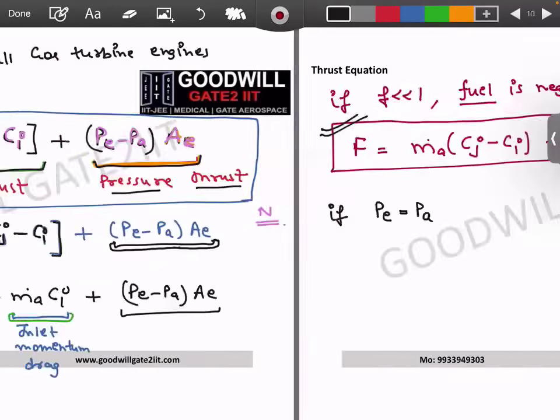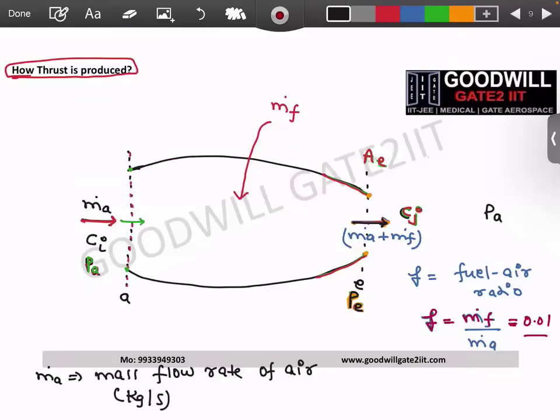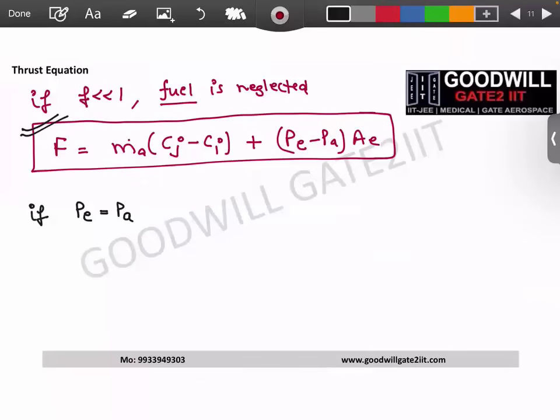Guys, do you feel this is good or bad? I'm saying the pressure of the gases which are coming out is the same as atmospheric conditions. Is this a good case or a bad case, guys? What do you feel? And I want you to respond on this.